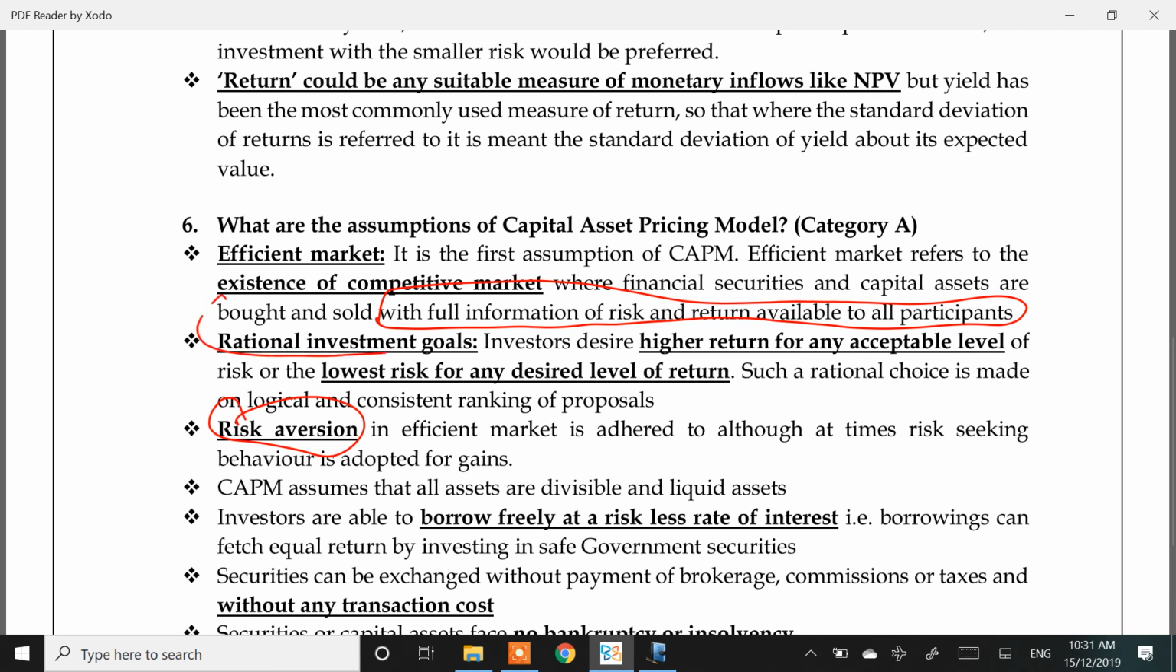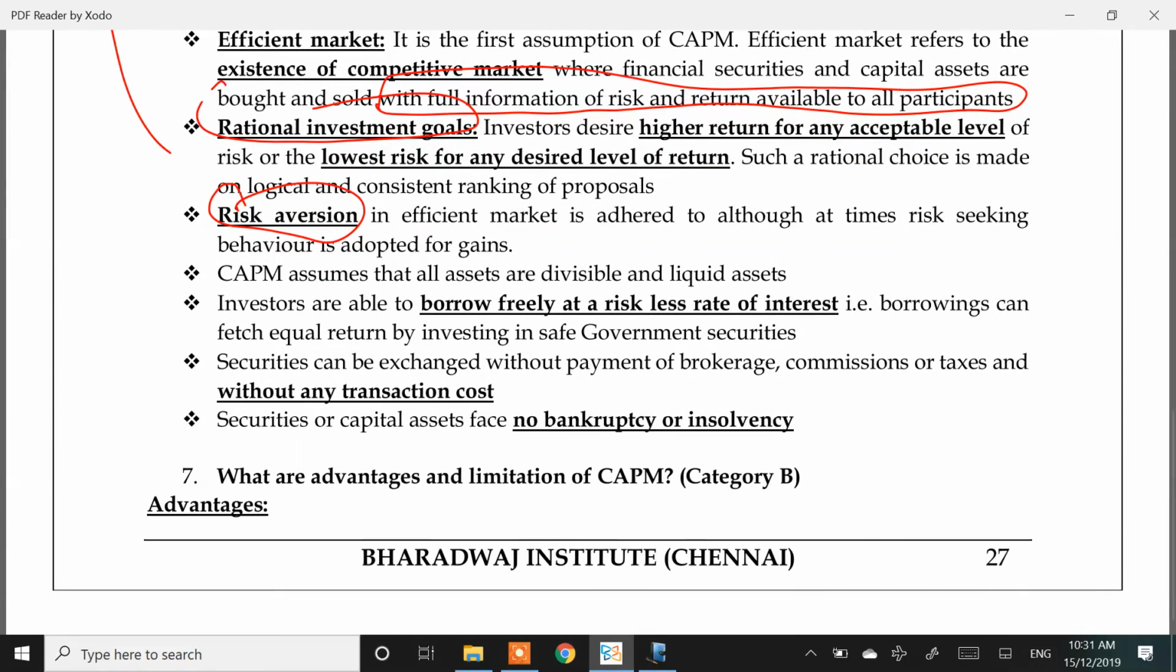So risk aversion and rational investment goals we have seen earlier as well. The major thing is there should be an efficient market. People will employ something called risk aversion, and there should be rational investment goals. There are other assumptions, but the most important ones are these three. Investors are able to borrow freely at the risk-free rate of interest. There will not be any kind of transaction cost, no bankruptcy, insolvency. These are other things, but the important one is that.